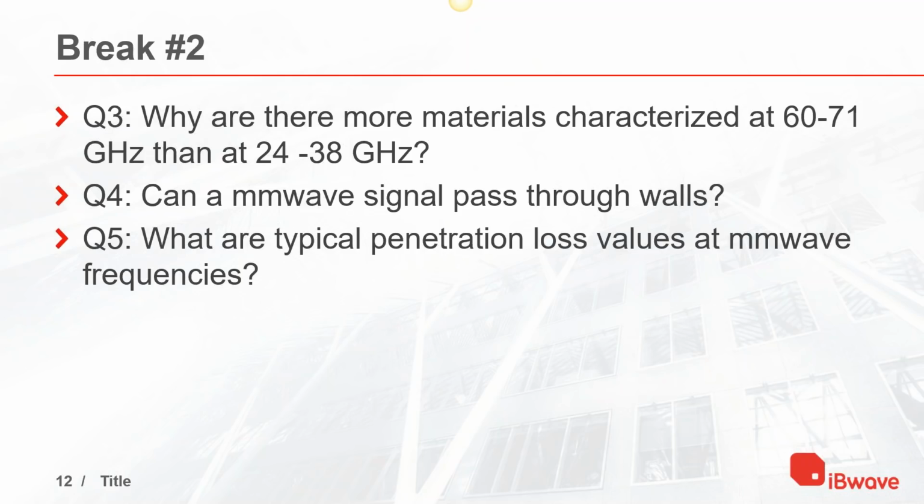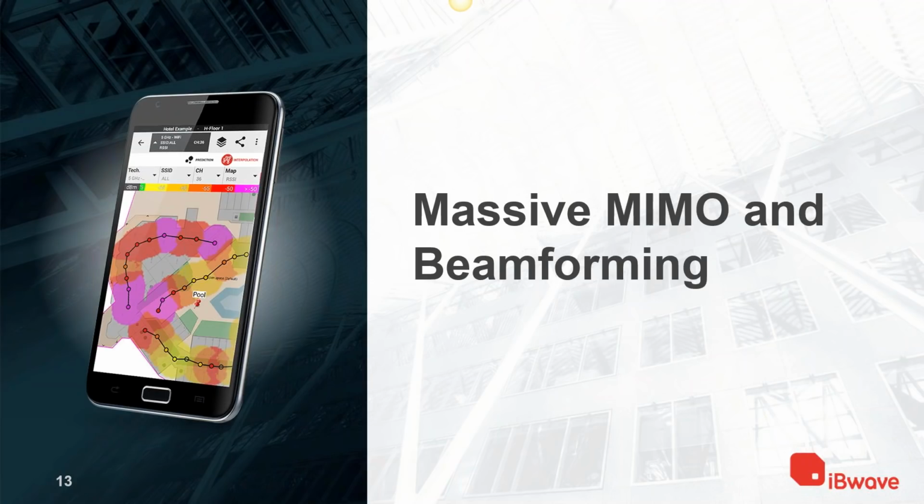Okay, what are the typical penetration loss values at millimeter wave frequencies? I just answered that question. We can see several dBs for light interior materials, and then we see on the order of tens of dBs for exterior building materials. All right, so those are the questions that we had. I'm going to move on to massive MIMO and beamforming.